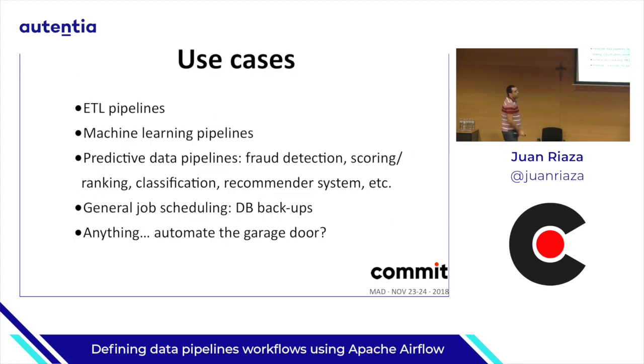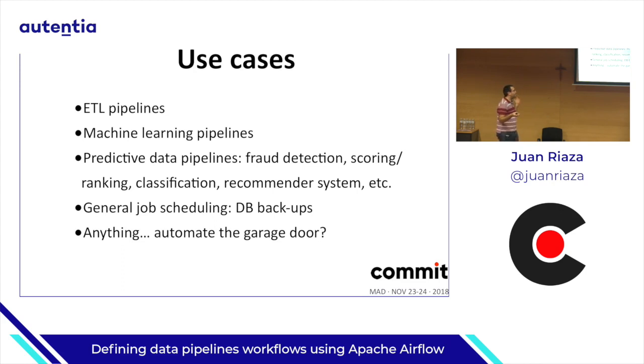So what are the typical use cases for Apache Airflow? Well, pretty much ETL pipelines. That's the most common. But machine learning pipelines, predictive data pipelines such as fraud detection, scoring, ranking, classification, recommender systems, or just any general scheduling. Even the DevOps team calls Apache Airflow for lots of related tasks such as DB backups. But pretty much it could be anything.